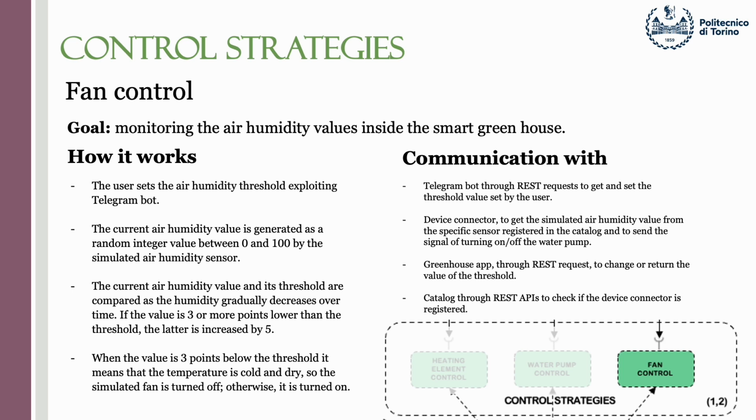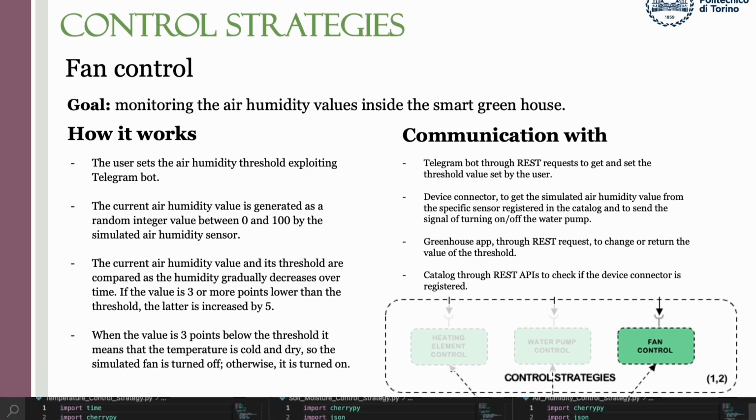All the control strategies communicate with the greenhouse catalog through HTTP to get the message broker for the communication through the MQTT protocol and the device ID for the specific sensor each strategy needs to communicate with. They also communicate with the Telegram bot and the Greenhouse app, exposing REST APIs to change or return the value of the threshold.